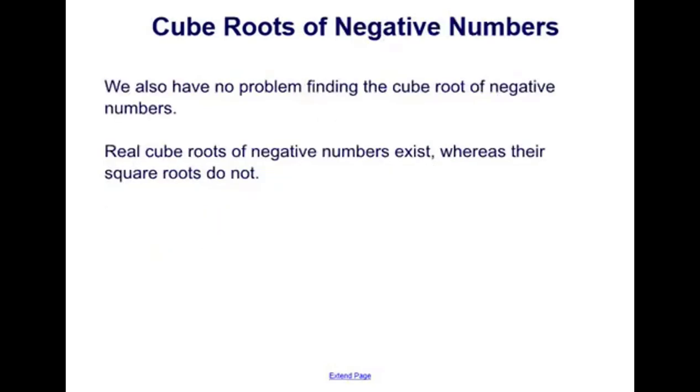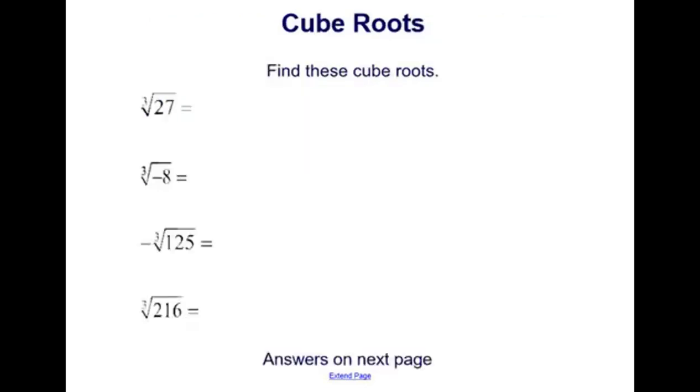We also have no problem finding the cube root of negative numbers. Real cube roots of negative numbers exist, whereas their square roots do not. If you recall, taking the square root of a negative number led us to no real root, but now if we take the cube root of a negative number, it will just be a negative root. So let's try finding different cube roots. Let's put this all together.